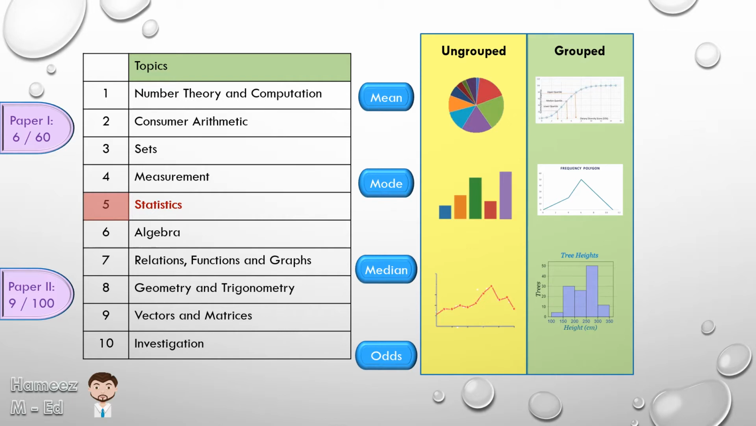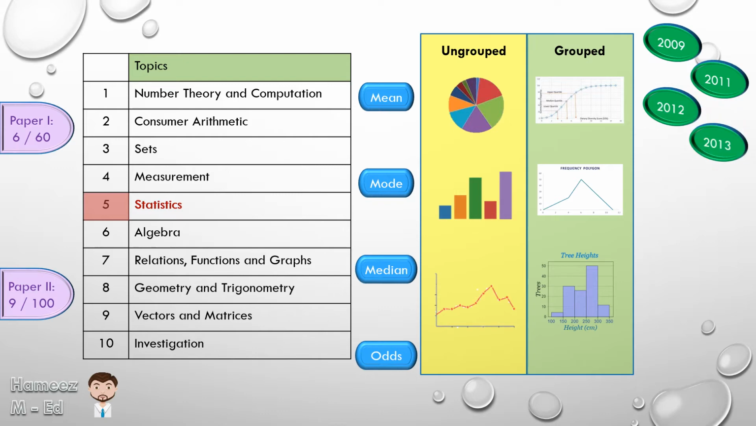In the years 2009, 2011, 2012, and 2013, all 4 years dealt specifically with the statistical diagram of ogives or cumulative frequency curves, while 2010 dealt with histograms.